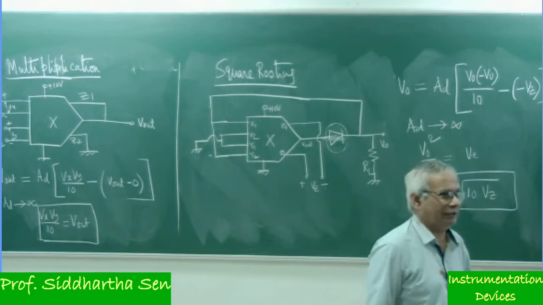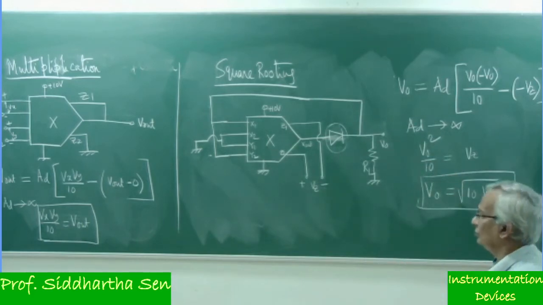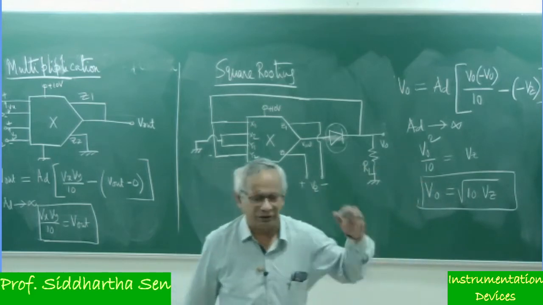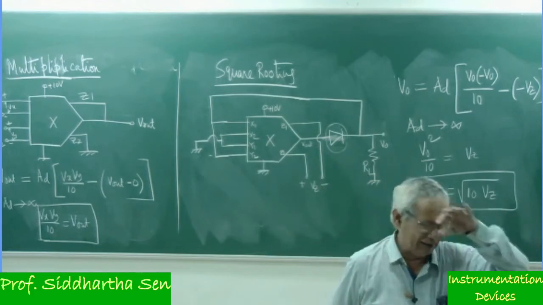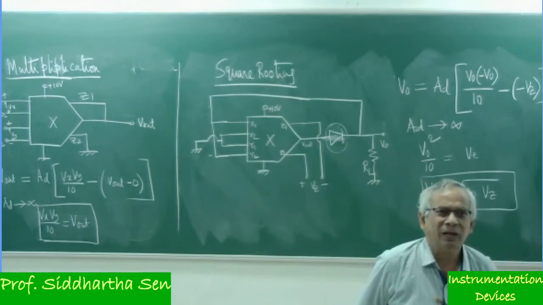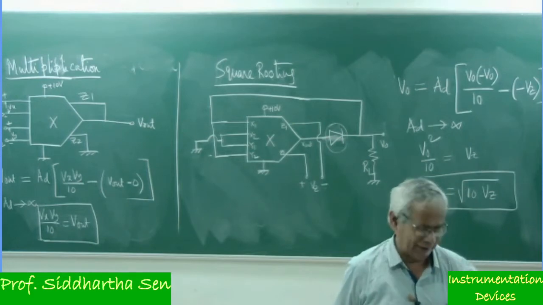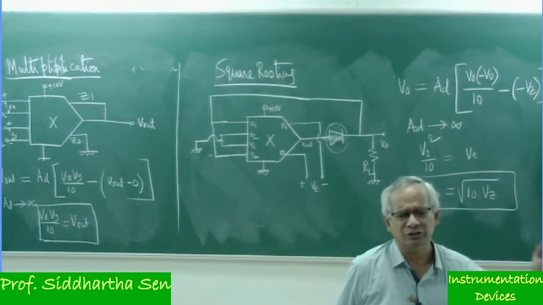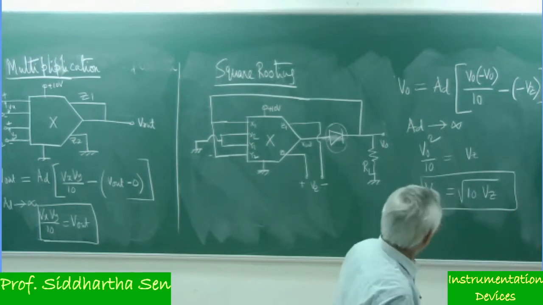So we can have a nice square rooting circuit which can be connected to our pressure sensor output, of course after the signal conditioning, to get a square root of this one, so that you can get a linear relationship between the output voltage and the flow rate. So we can get it.